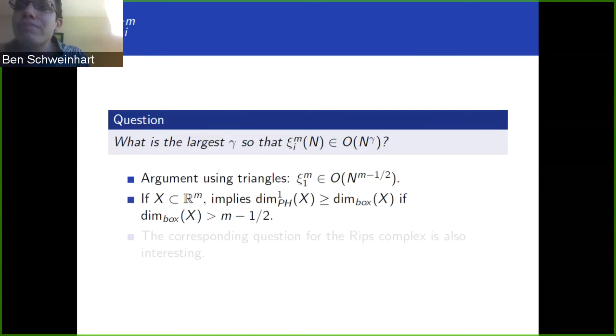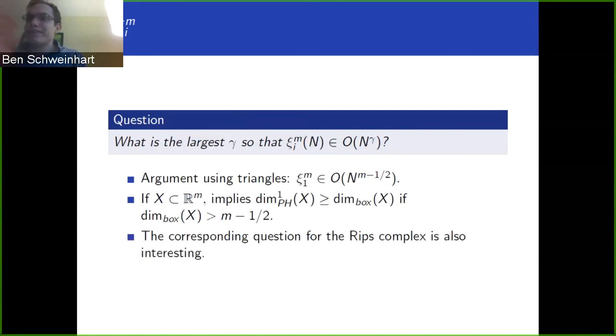So in particular, this implies that if X is a subset of R^m with box dimension greater than m minus 1/2, then dim PH1 of X is greater than or equal to dim box of X. And I just wanted to say the corresponding question for the Rips complex is also interesting. Like this non-triviality question for subsets of the integer lattice for the Rips complex is also interesting. And I've made no progress on any cases for the Rips complex, like I have for PH1 in the Čech complex. So I hope people will get interested in these extremal questions.